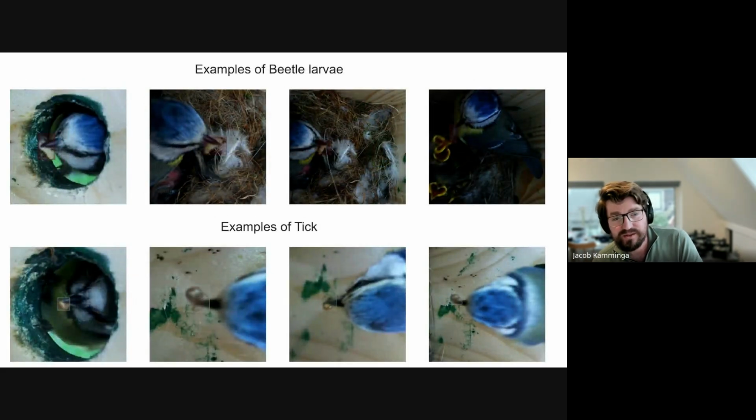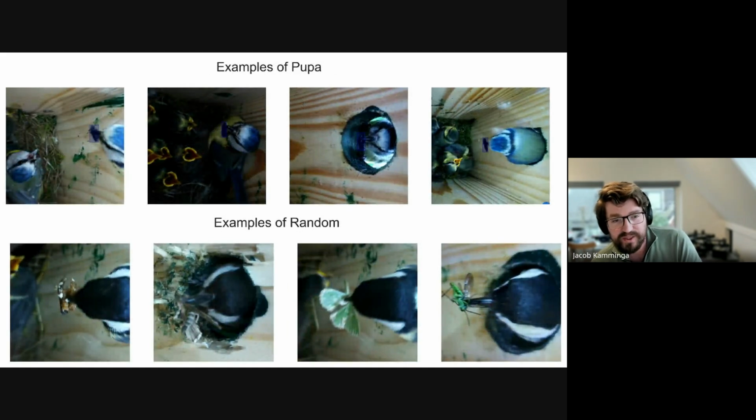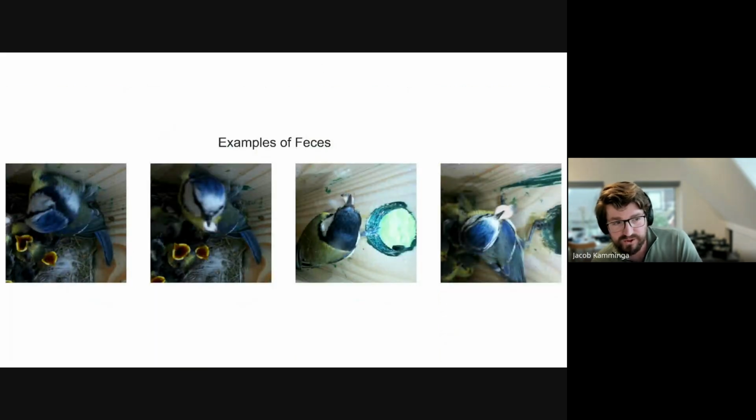We see a lot of beetle larvae, but also weird things like ticks. A lot of pupae in different colors and varieties. And just some random snapshots of unknown stuff, but crickets, butterflies, moths, you name it. And of course, what comes in must go out. So it's actually quite doable to detect feces, which Emily mentioned could also be a good proxy for the amount of food that they have available.